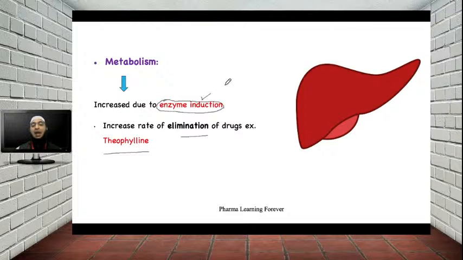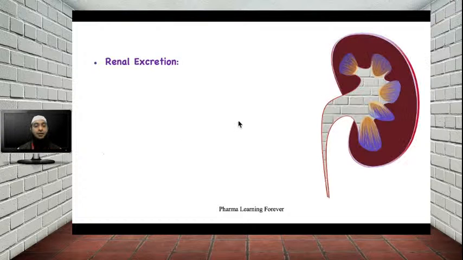Okay, so why is it happening? Because there is an increase in the level of placental enzymes which produce the metabolism of the drug, and obviously when the drug gets metabolized, it will be converted into a water soluble form which can be excreted into the urine, right? So this is the impact on the metabolism.